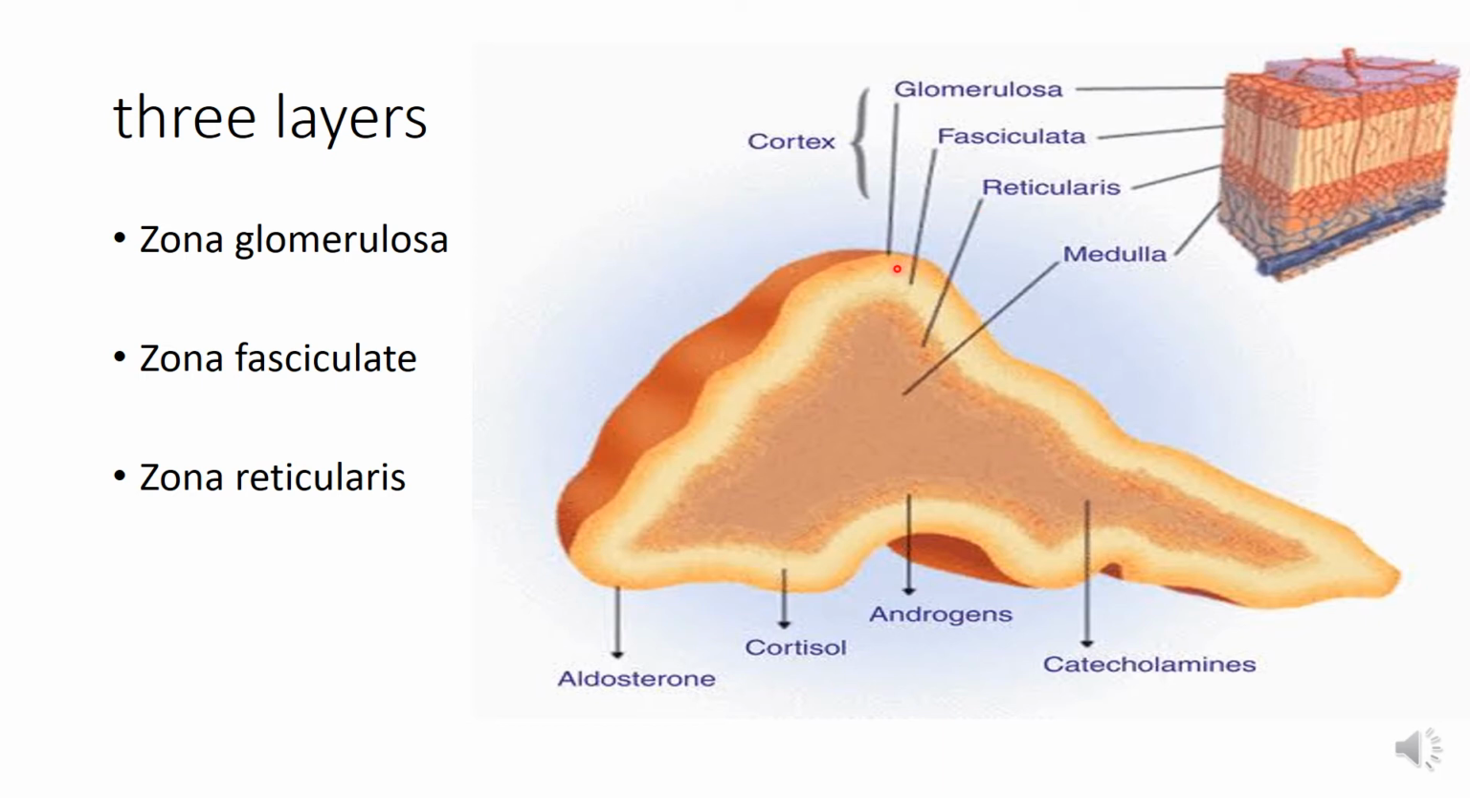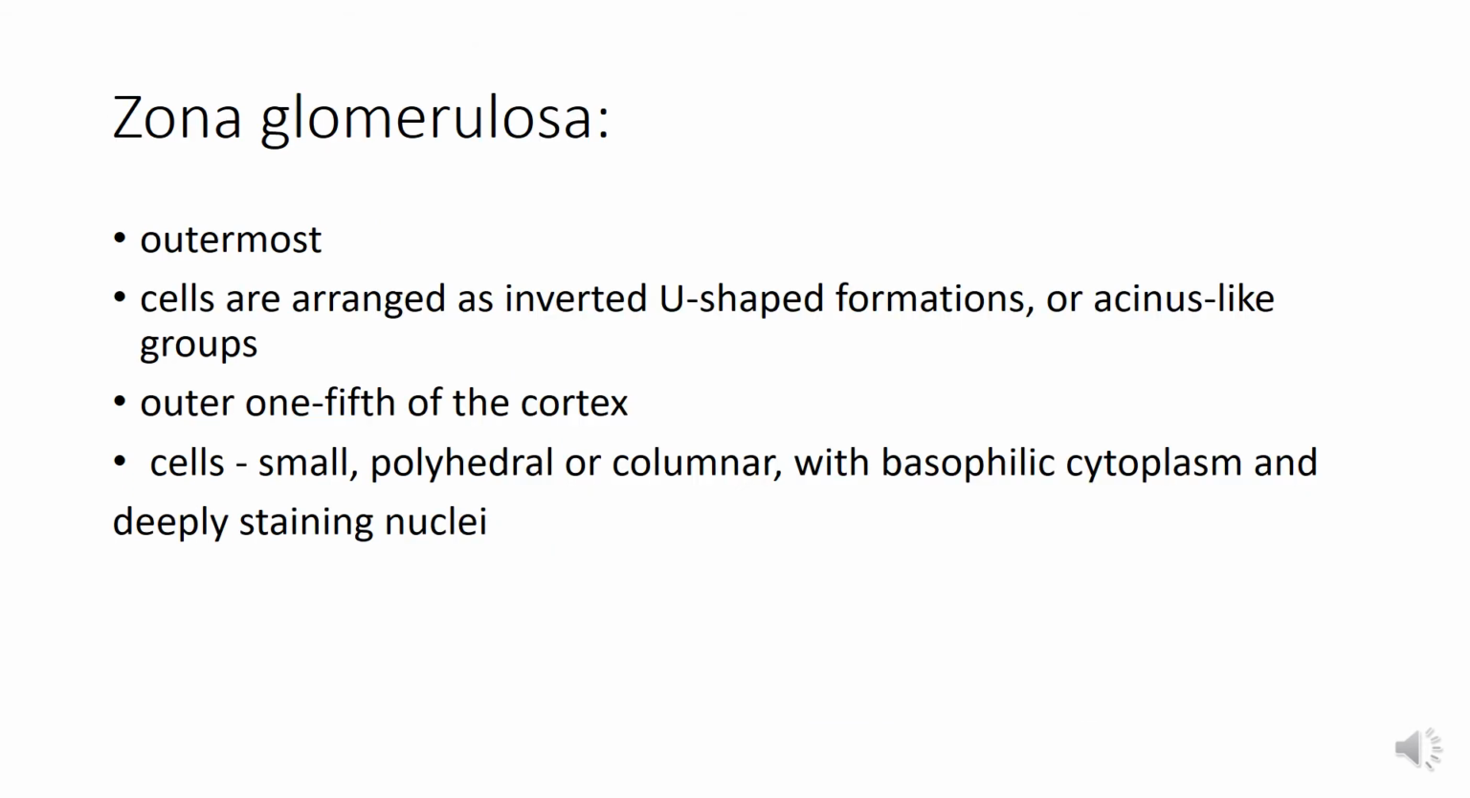So here you can see this is the zona glomerulosa. Beneath the capsule you have zona glomerulosa, you have the zona fasciculata, and then you have the zona reticularis. Here you can see this is the zona glomerulosa, zona fasciculata, zona reticularis. These are the layers of cortex. First of all, about the zona glomerulosa. Zona glomerulosa, as you have seen already, is the outermost layer. Here cells are arranged as inverted U-shaped formations or acinus-like groups. It composes the outer 1/5 of the cortex. Cells are small, polyhedral or columnar with basophilic cytoplasm and deeply staining nuclei.